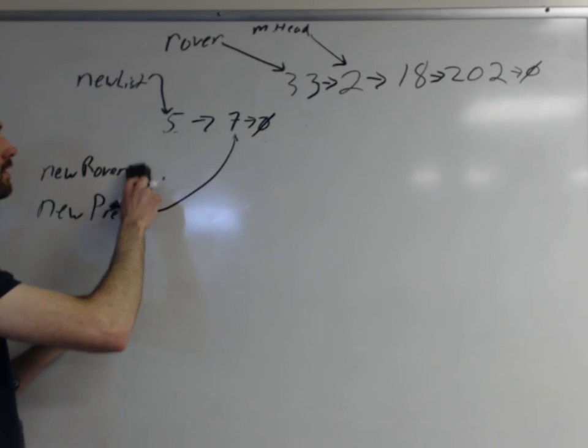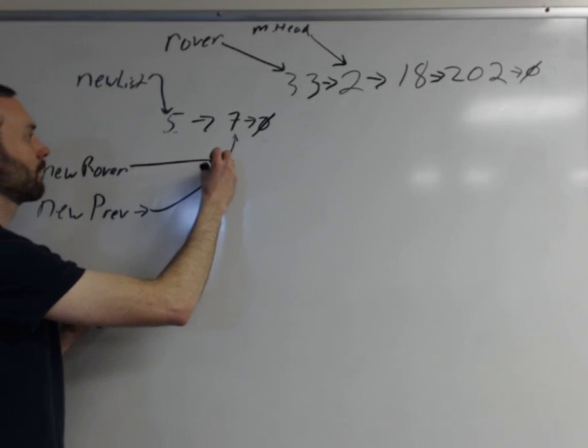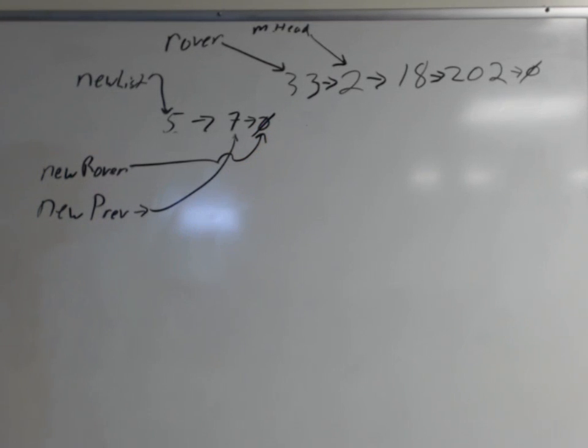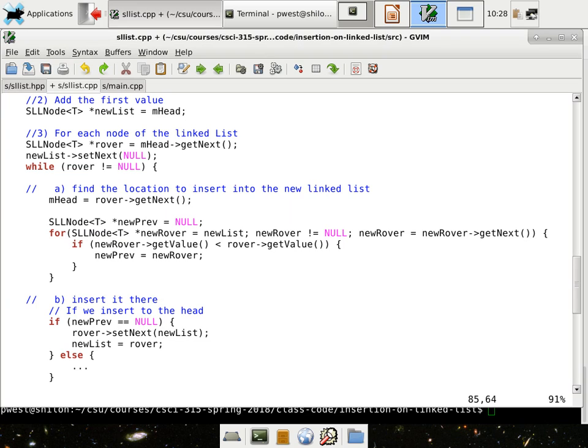Remember, this is a separate linked list. So it's going to go over here. Now we check, is new rover equal to null? Yes. So we exit this for loop. All right. Is new prev null? No. New prev is pointing to that 7. So it's not null.